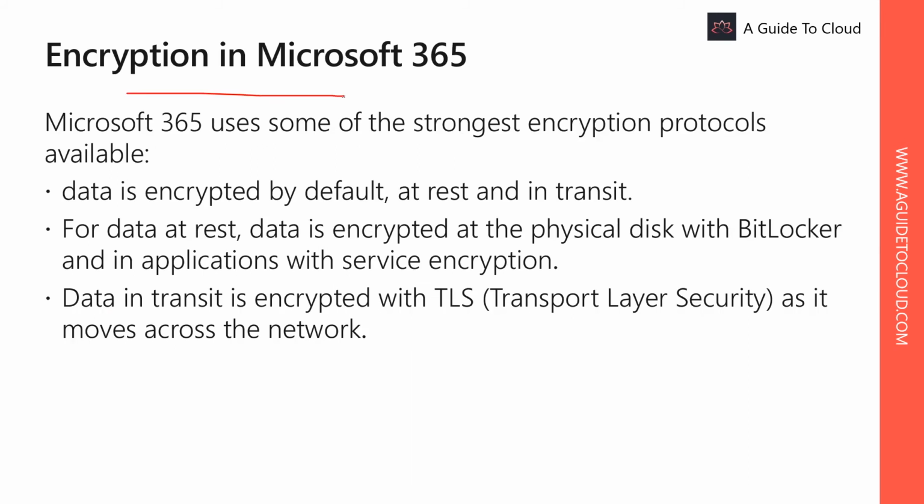Let's look at encryption in Microsoft 365. Microsoft 365 uses some of the strongest encryption protocols available. Data is encrypted by default, at rest and in transit. For data at rest, data is encrypted at the physical disk with BitLocker, and in applications with service encryption. Data in transit is encrypted with TLS, which is Transport Layer Security, as it moves across the network.